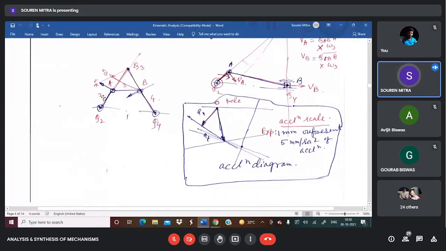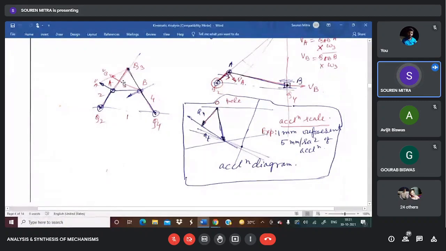So for link 2, this is the center of rotation. Link 4, this is the center of rotation. For link 3, this is the center of rotation. But for link 2, the center of rotation always remains here. For link 4, the center of rotation always remains here. But for link 3, its center of rotation changes. And that's why it is called the instantaneous center of rotation.